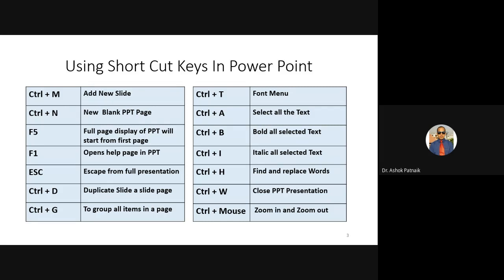Then generally, I can give you some examples, like Control M is used for adding a new slide. So you just press Control along with M, that will give you a new slide. Similarly, if you want to start a new PowerPoint file, then you can press Control N. Similarly, you want to display the entire PPT that you have prepared. Suppose you have prepared a PPT of 5 to 10 slides, and you want to display them. No need to close them, open, or all these things. You just press F5, which will enable you to start the PPT instantly.